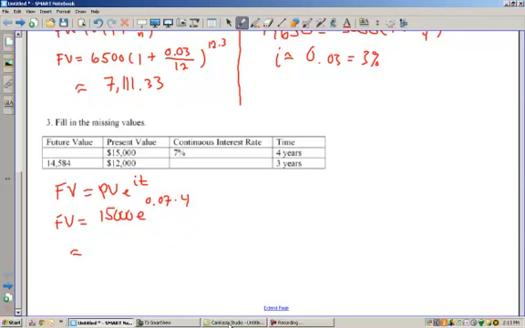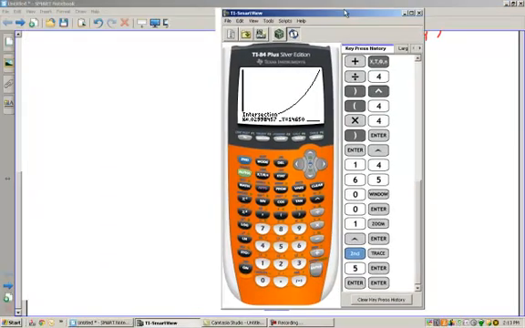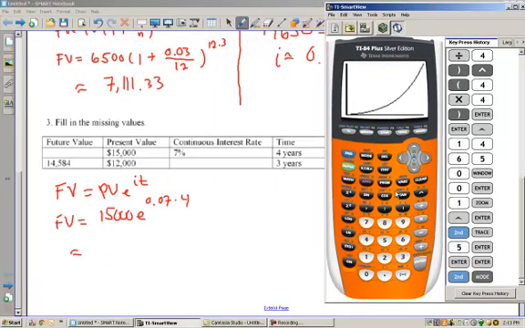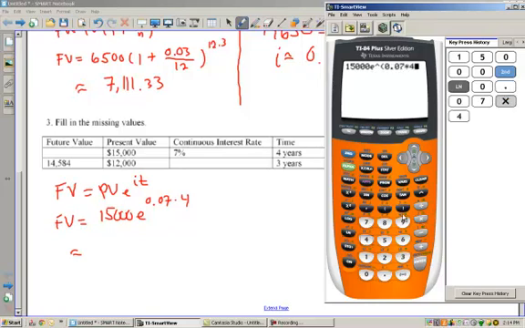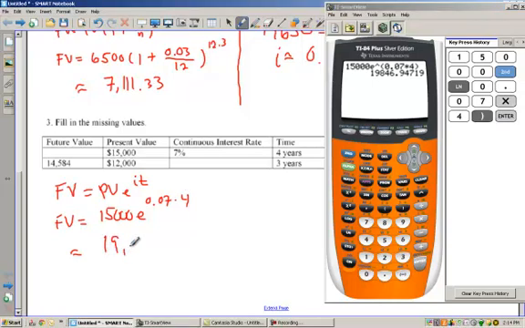I take out my calculator. I'm going to crunch this number. And so I take 15,000. I hit second ln to get to the e to the button. Right, so e to the what? 0.07 times 4. And this gives me out $19,846.95.